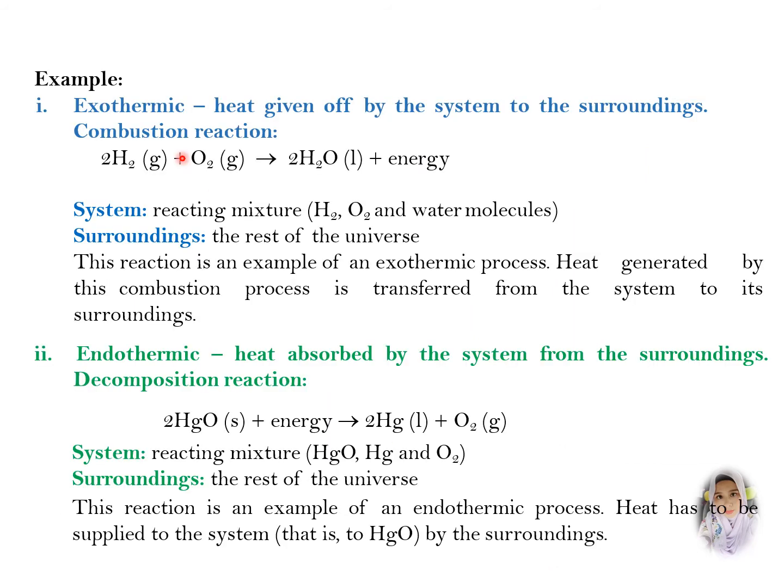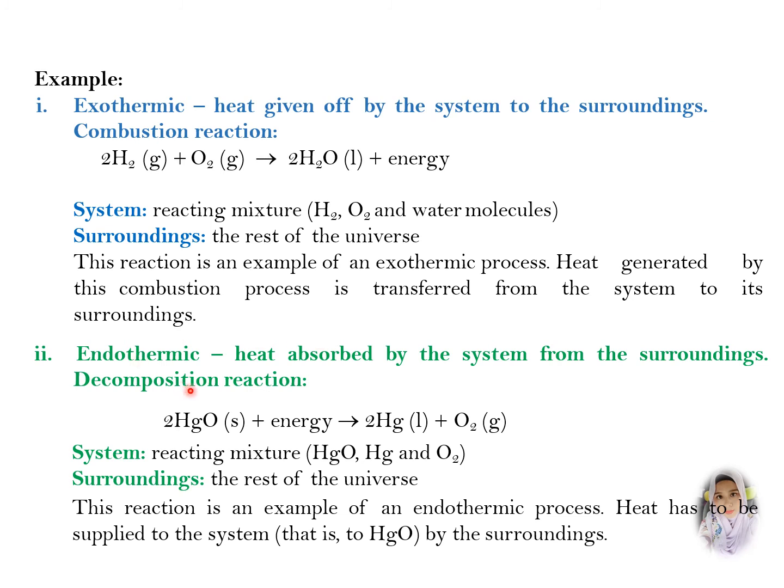In exothermic reactions, heat is given off by the system to the surroundings. For example, the combustion reaction, where the system is the reacting mixture of hydrogen, oxygen, and water molecules, while the surroundings are the rest of the universe. During the combustion reaction, heat generated by the combustion is transferred from the system to its surroundings.